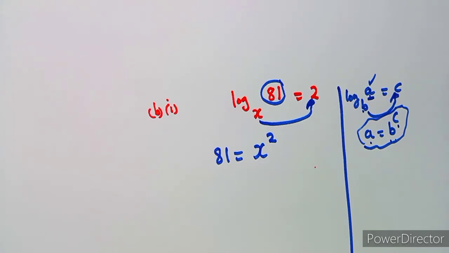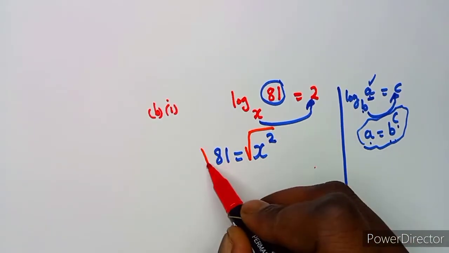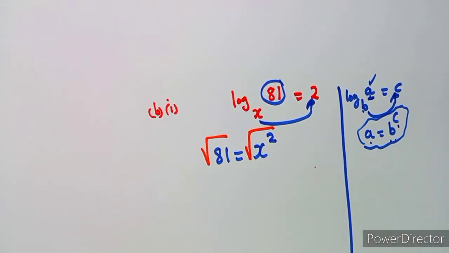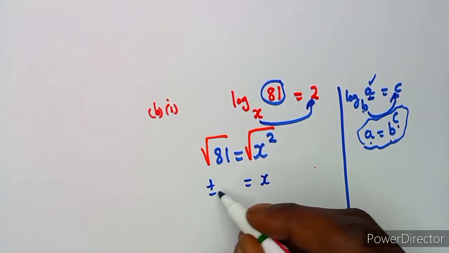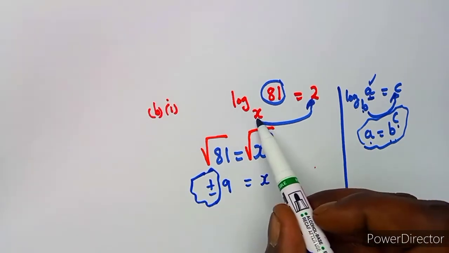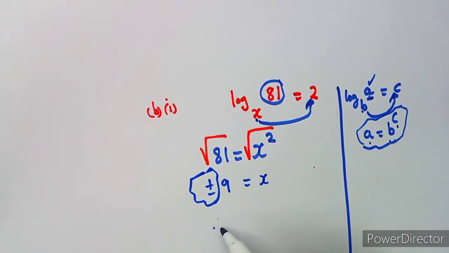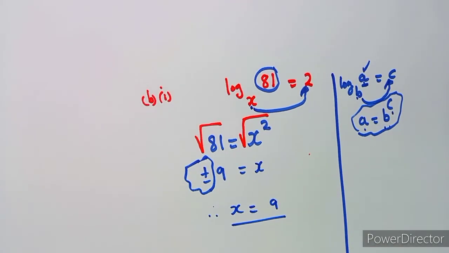How? This is a square. So how do you remove a square? Introduce the square root both sides. So the moment you introduce square root both sides, that means we've got the value of x, which is plus or minus 9. But knowing that we are dealing with x being a base, our x can only be a positive 9. So that is what we are having in this case. We do not have a base that is negative. Our base is supposed to be positive, like that.